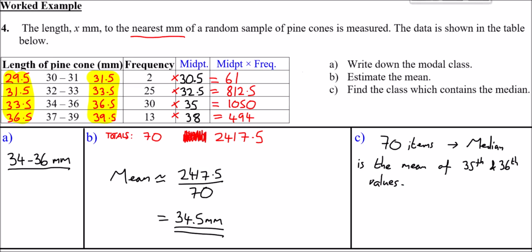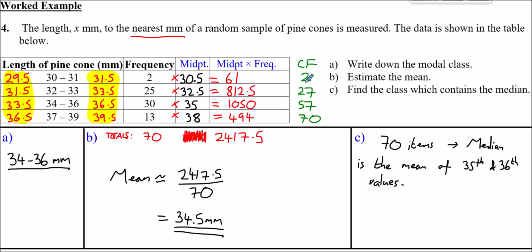So now what we need to do is this cumulative frequency idea. So we do a running total of these frequencies. So first one is 2. 2 plus 25 is 27. 27 plus 30 is 57. 57 plus 13 is 70.